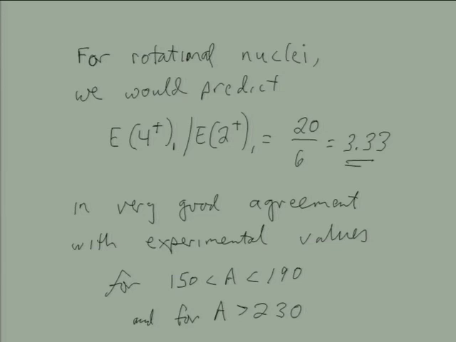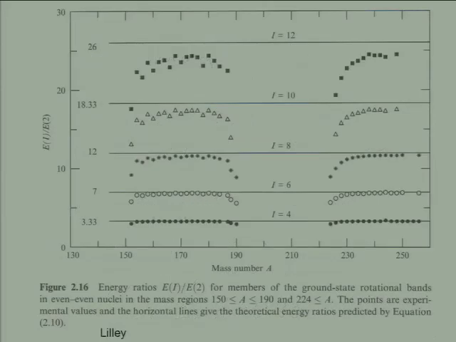And it doesn't stop there. So this is, again, a figure out of Lilly. What he's showing you is the energy of, in this case, the first 4 plus level divided by the energy of the first 2 plus level as a function of the A of the nucleus. And the prediction we just made was that should be 3.33, and lo and behold, it is.